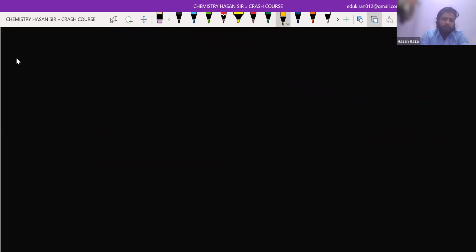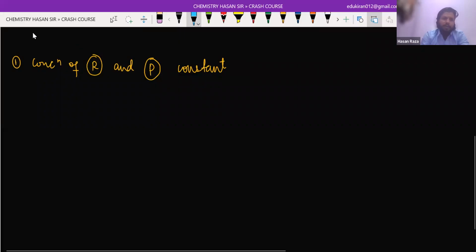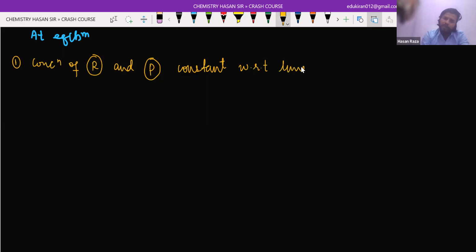Now I'm going to talk about some of the characteristics of the equilibrium state. So first of all, I'm going to tell about the concentration of reactant and product. Concentration of reactant and product is constant. It becomes constant at equilibrium. We are talking about a situation that is at equilibrium. Concentration of reactant and product is constant with respect to time. It doesn't change. That means it is at equilibrium.